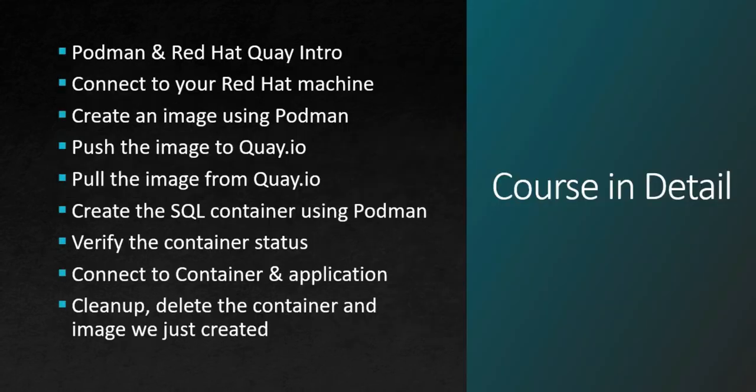Today we will see how to use Podman to create images, push and pull images from Red Hat Quay image repository, also create the container using the pulled image, and connect to the container and application using curl and also using a browser. Let's get started.